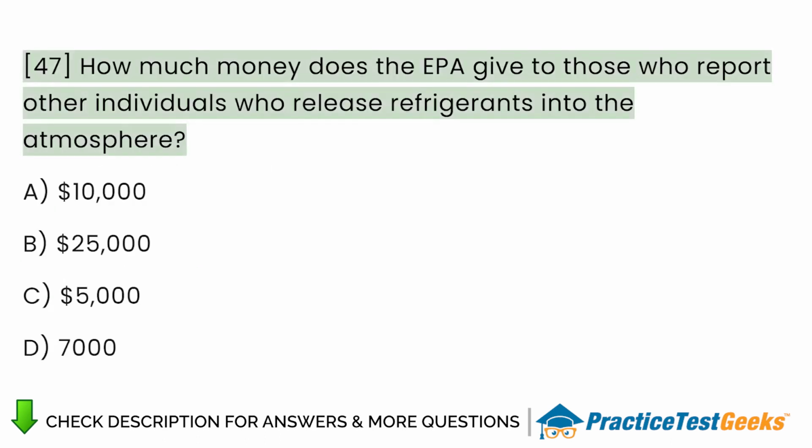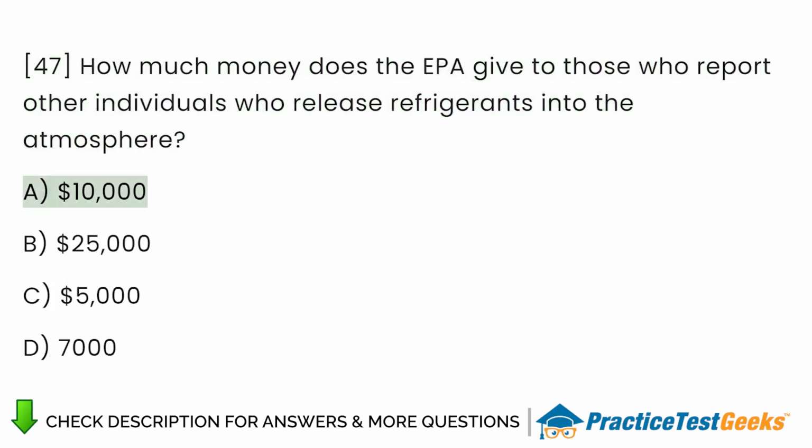How much money does the EPA give to those who report other individuals who release refrigerants into the atmosphere? A. $10,000. B. $25,000. C. $5,000. D. $7,000.